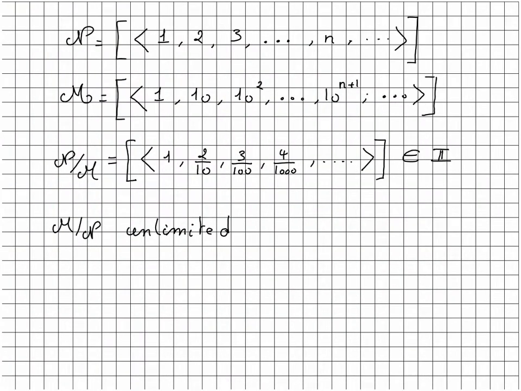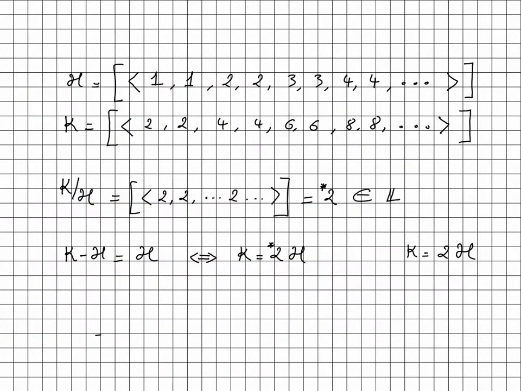Let us take an example with n and m being the equivalence classes of the sequences you see here. Then we see that the ratio n over m is the equivalence class of a sequence converging to 0. So it is an infinitesimal, which tells us that m over n is an unlimited number. Here, I define h and k two unlimited numbers, for which we see that the ratio k over h is the equivalence class of a constant sequence 2, and it's a limited number.